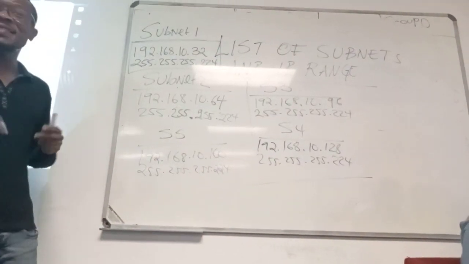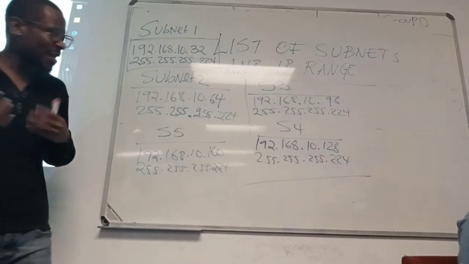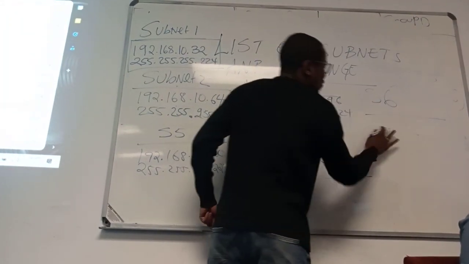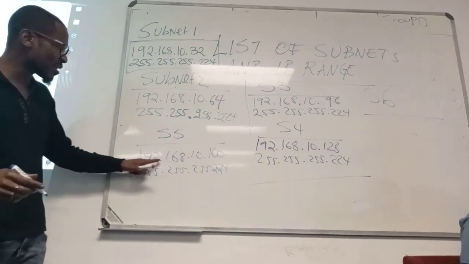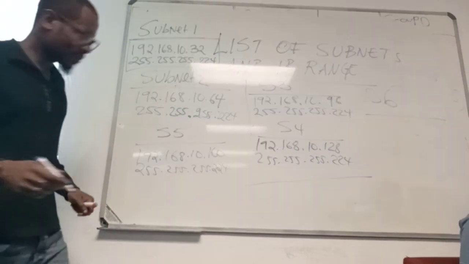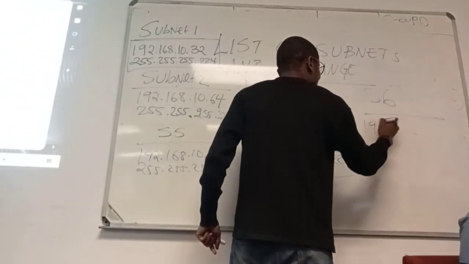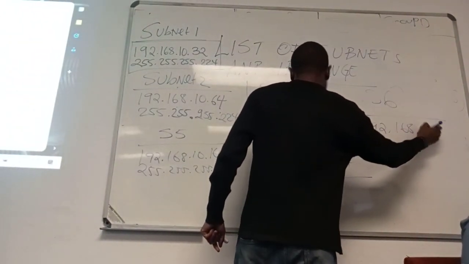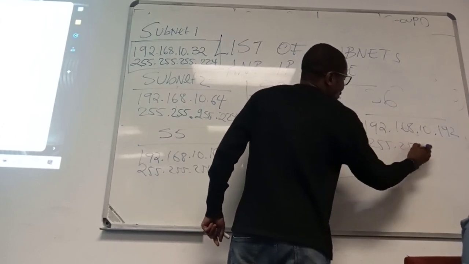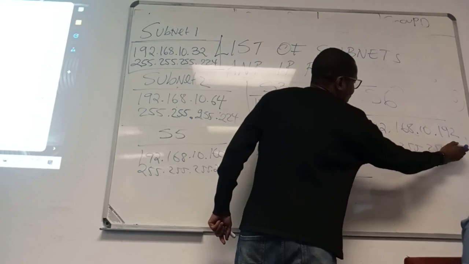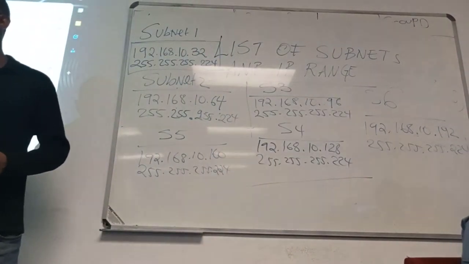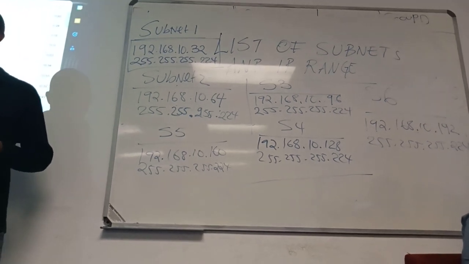Now, the last time, because we want 6 subnets. Subnet number 6, the last one. So it's going to be 192.168.10 dot what? 192. Thank you. 192.168.10.192 and your new subnet mask, 224. Those are the list of all the subnets.